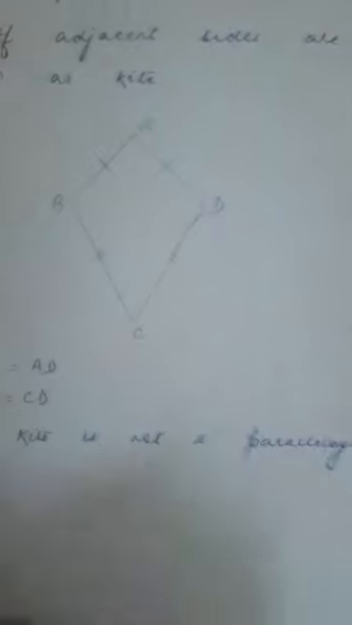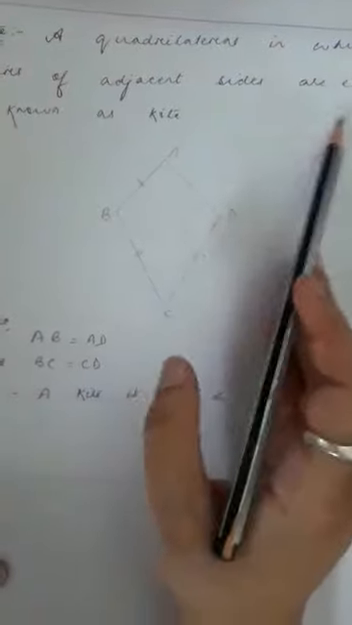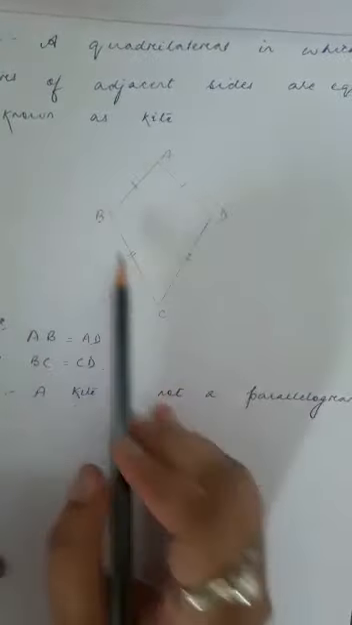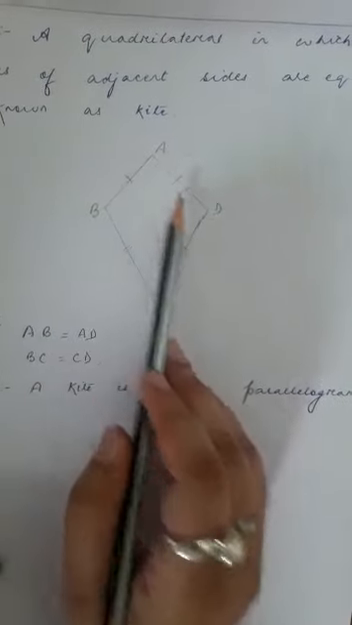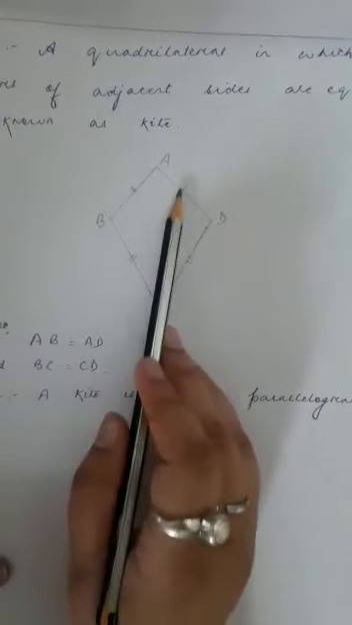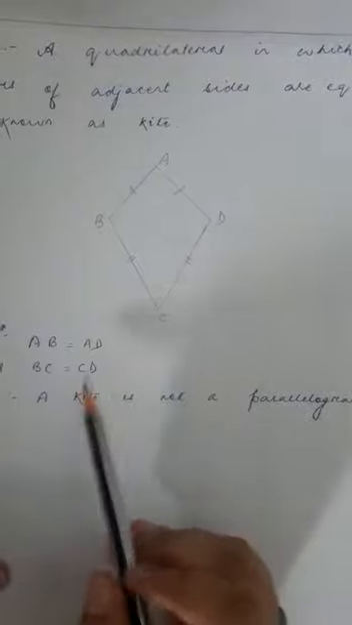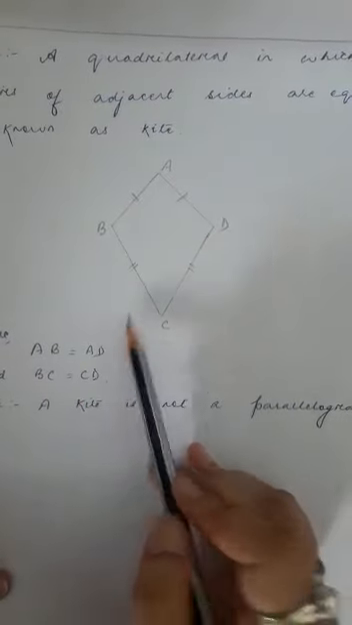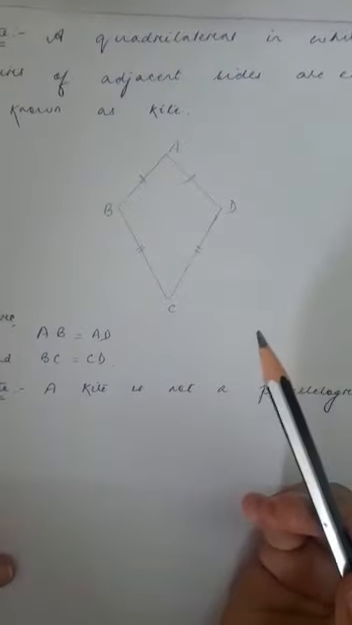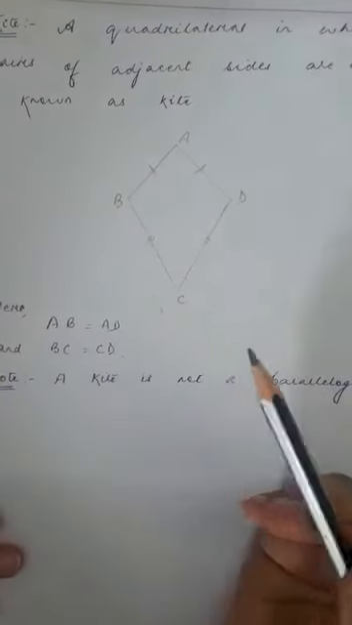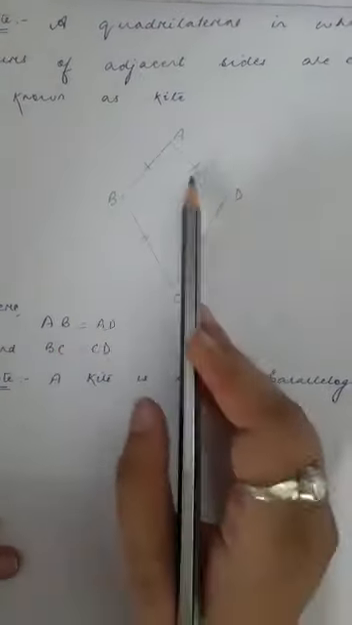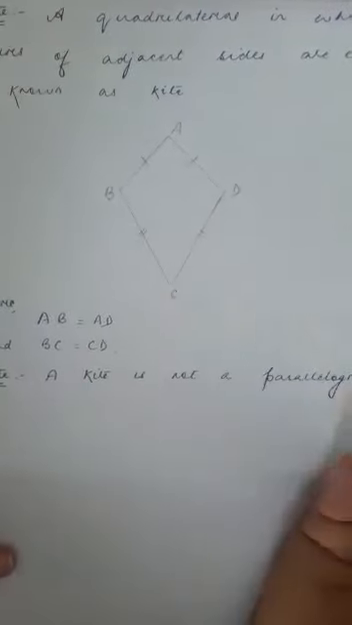Next, the last one, that is your kite. Now what is a kite? A kite is a quadrilateral in which two pairs of adjacent sides are equal. See here, this is a kite in which the side AB is adjacent to AD. So these two sides are equal. And BC and CD are adjacent sides. So BC is equal to CD. So a kite is a quadrilateral in which the adjacent sides are equal. So AB is equal to AD and BC is equal to CD.